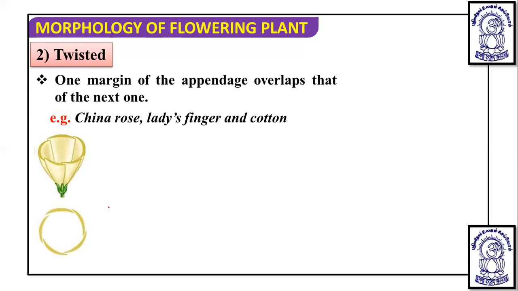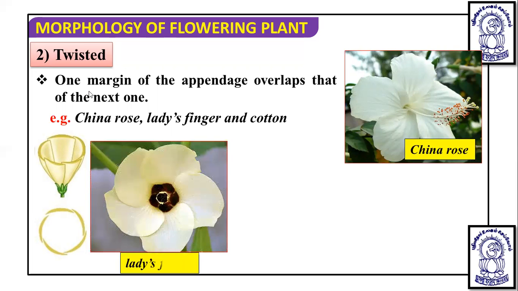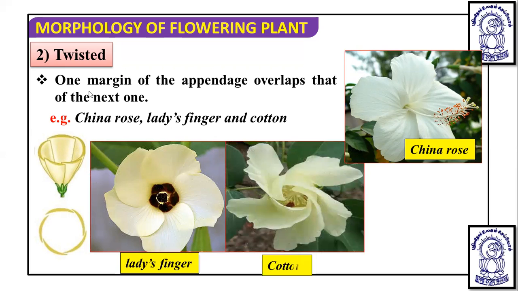So here you can see this particular diagram. This China rose, this ladyfinger, and in case of the cotton. You can see here this end is overlapping and this end is getting overlapped by the previous one. Such a thing is happening everywhere. So this is known as twisted condition. This is overlapped by this one, but this is overlapping this one. Same way here also you can see the overlapping. Here also you can see the overlapping. Then such overlapping is seen in case of the twisted.